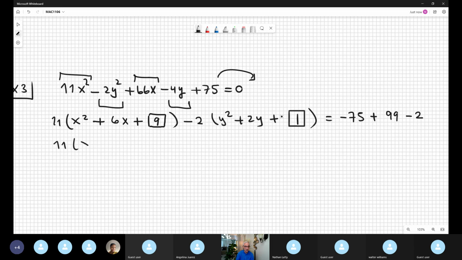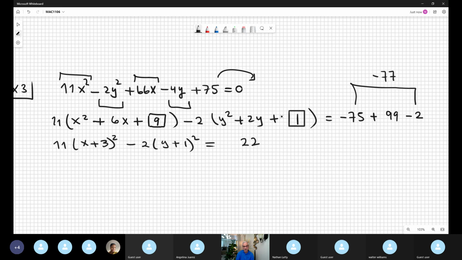The factorization is x plus 3 squared, where 3 is the square root of 9, minus 2 times y plus 1 squared, because the square root of 1 is 1. On the right hand side, we have 75 negative, and minus 2 is negative 77, and 99 minus 77 is 22. Yeah, it's 22. Okay, I finish. No. Why no?